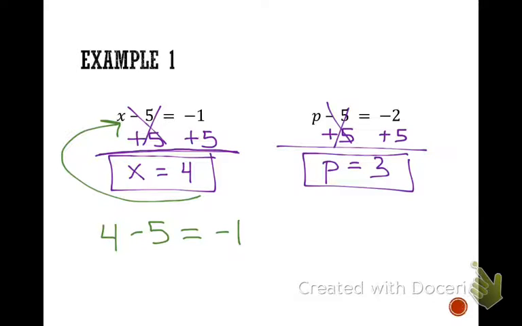So I know that 4 is my answer. The same thing can happen on p. Is it true that 3 minus 5 is negative 2? Yes. So I know that 3 is my answer. You can do that pretty quick mental math, can't you? So that's just a quick, easy way that you could check your solutions.